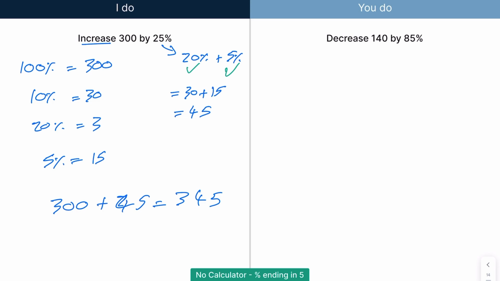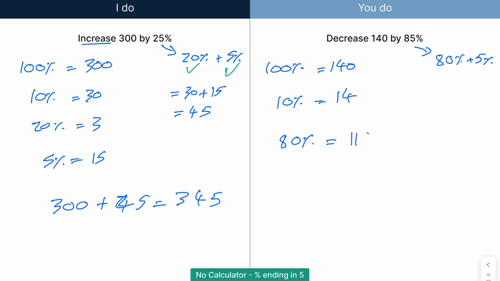So, looking at the example on the right, hopefully you've pressed pause and had a go. Here we've been asked to find 85%. I would find 80% and 5%. So 100% is 140. 10% is 14. And that means 80% is just going to be 14 times 8, which is 112.